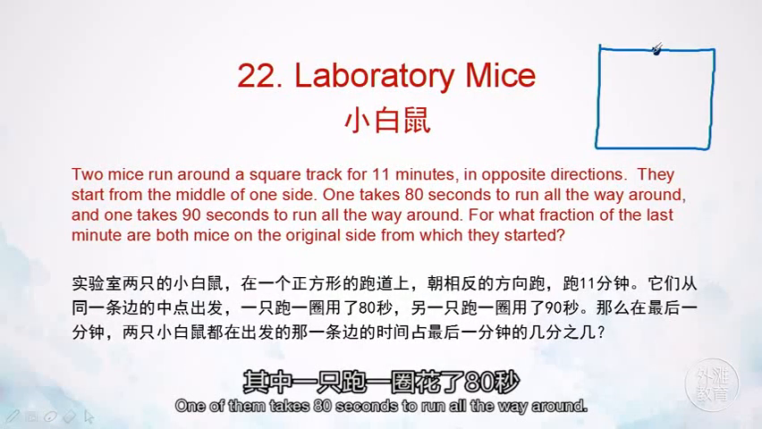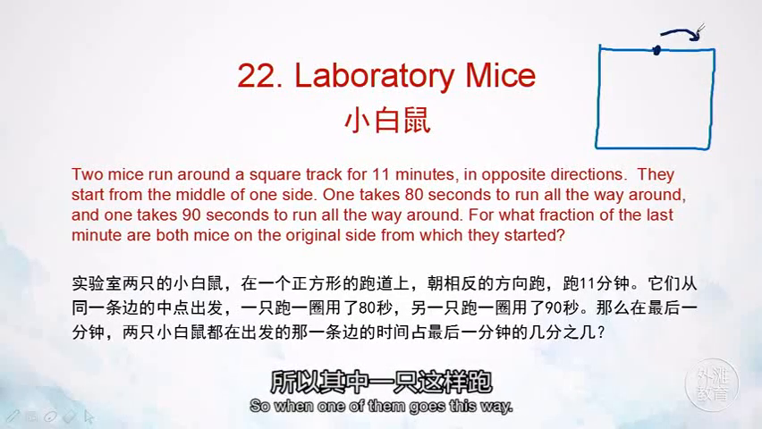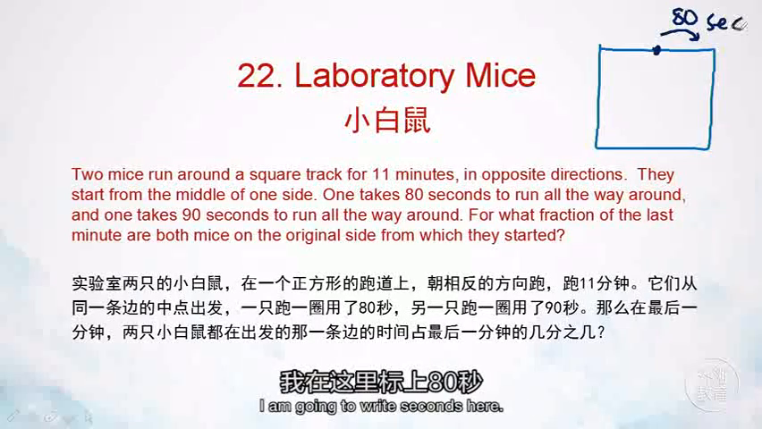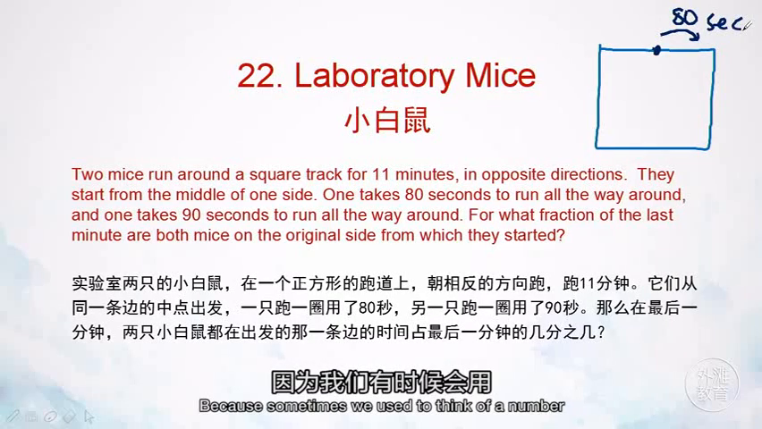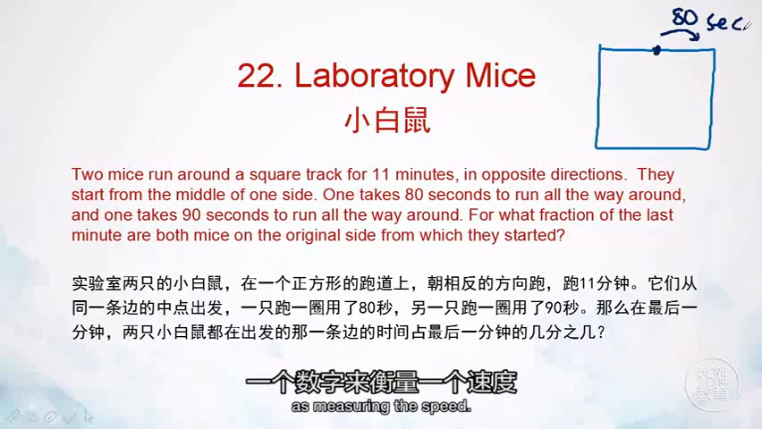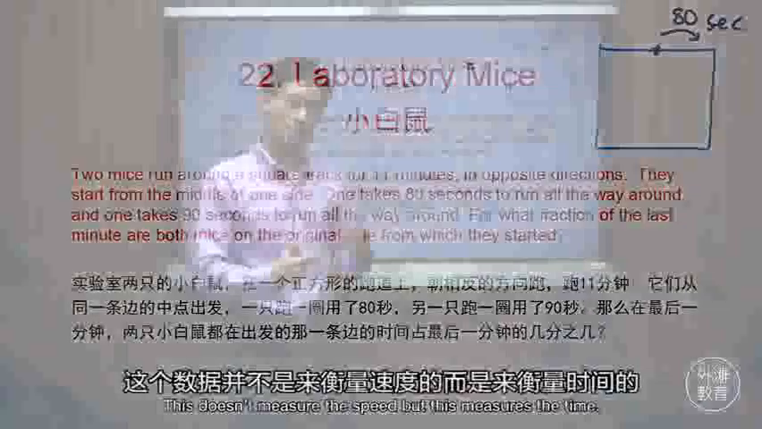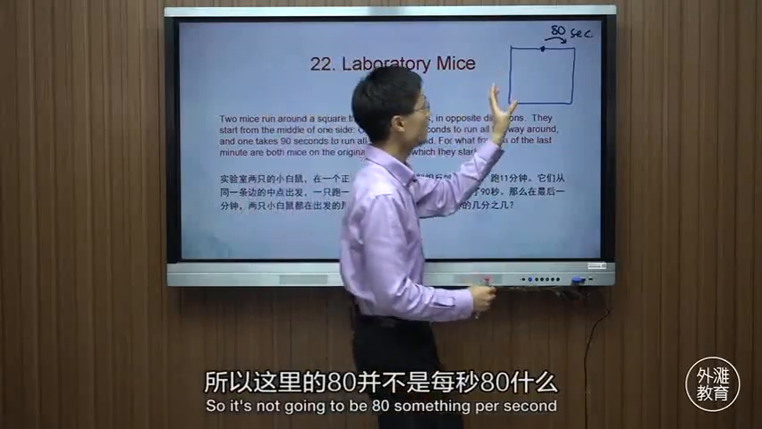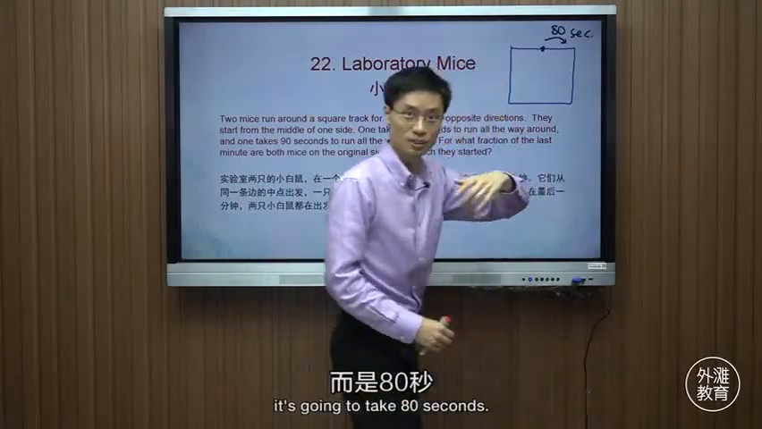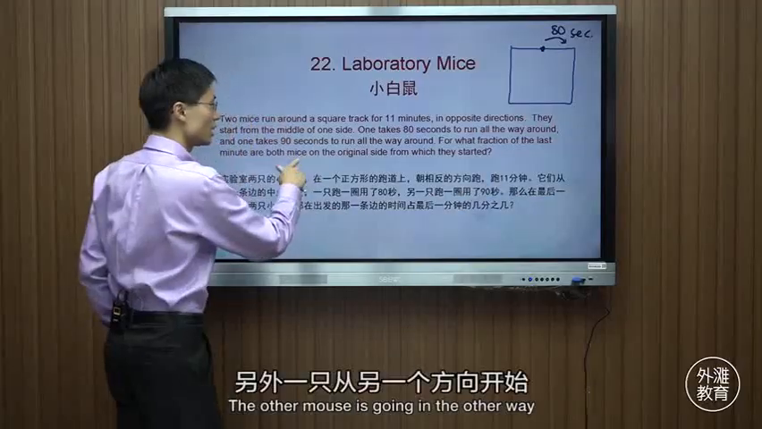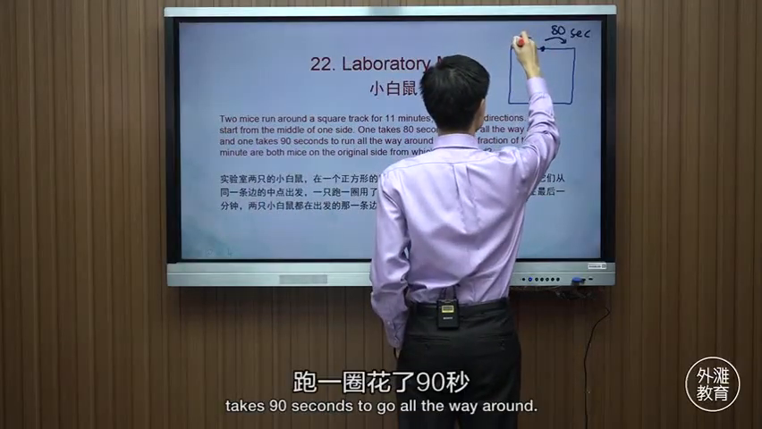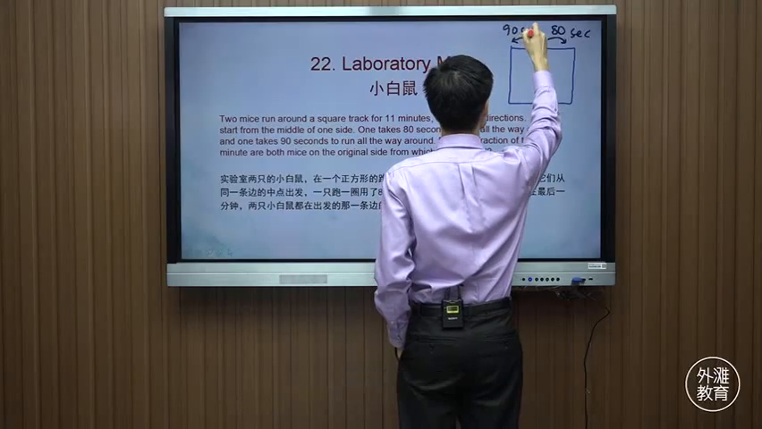One of them takes 80 seconds to run all the way around. So when one of them goes this way, this mouse takes 80 seconds to run all the way around. I'm going to write seconds here because sometimes we're used to thinking of a number as measuring the speed. This does measure the speed, but it measures the time. And so it's not going at 80 somethings per second, it's going to take 80 seconds. The other mouse is going in the other way, and it's a bit slower. It takes 90 seconds to go all the way around.